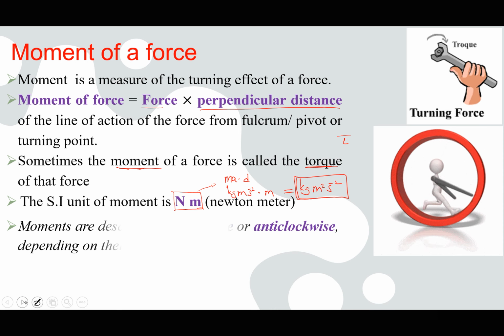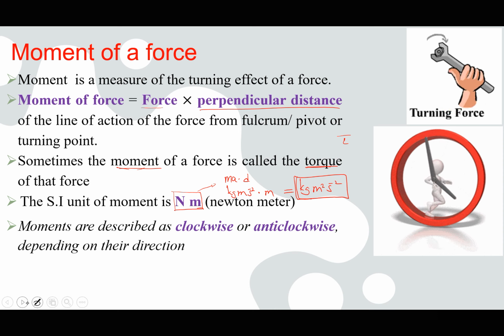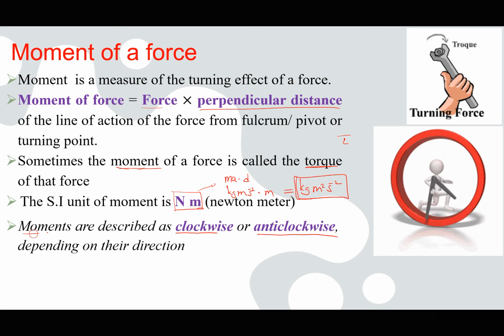And moment is going to be a vector quantity. It is either going to be described as clockwise or anti-clockwise, which means direction is very important. And I think you mentioned this in IGCSE. Direction is going to be very, very important when we are dealing with moments. Either it is going to be clockwise or anti-clockwise. That's why we say that moment is a vector quantity.